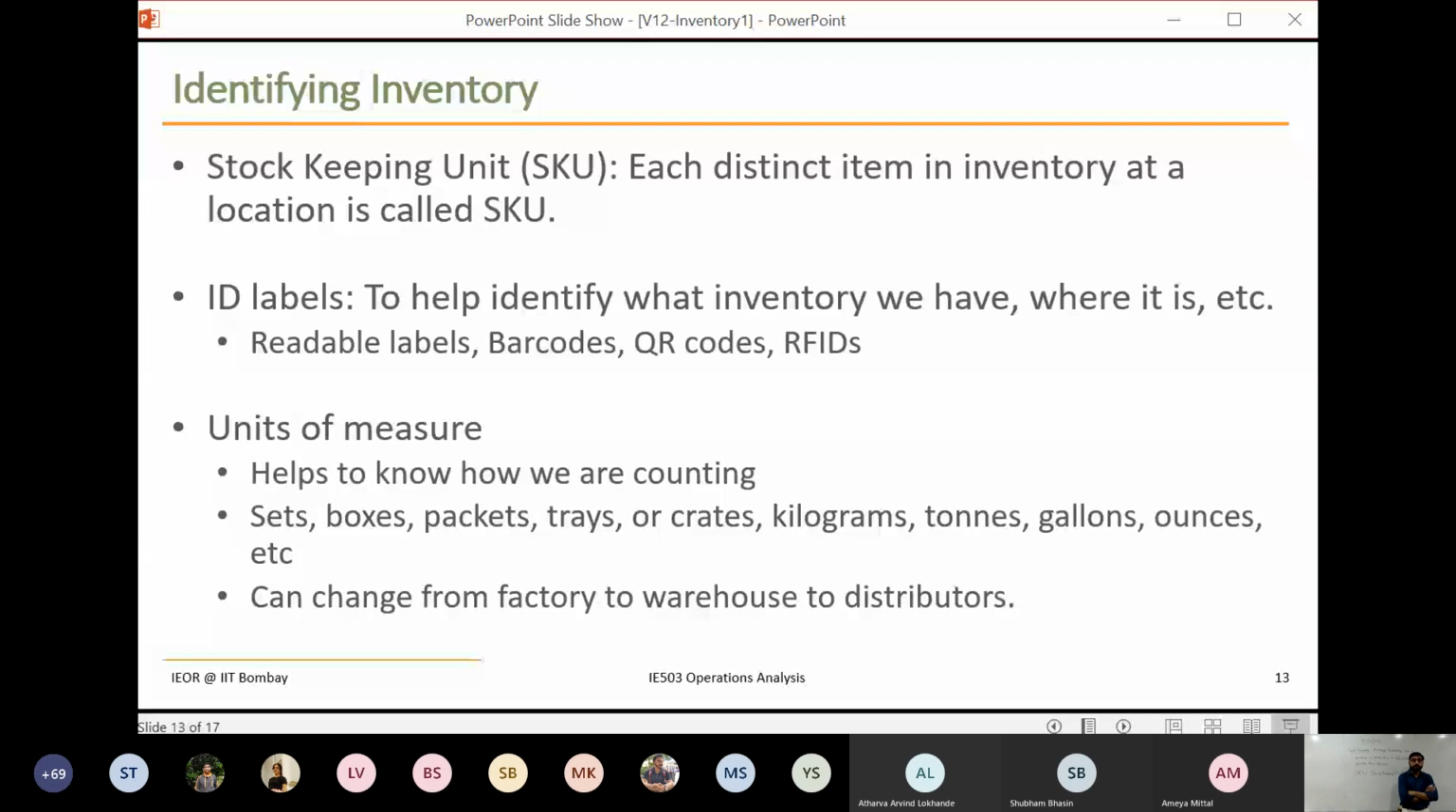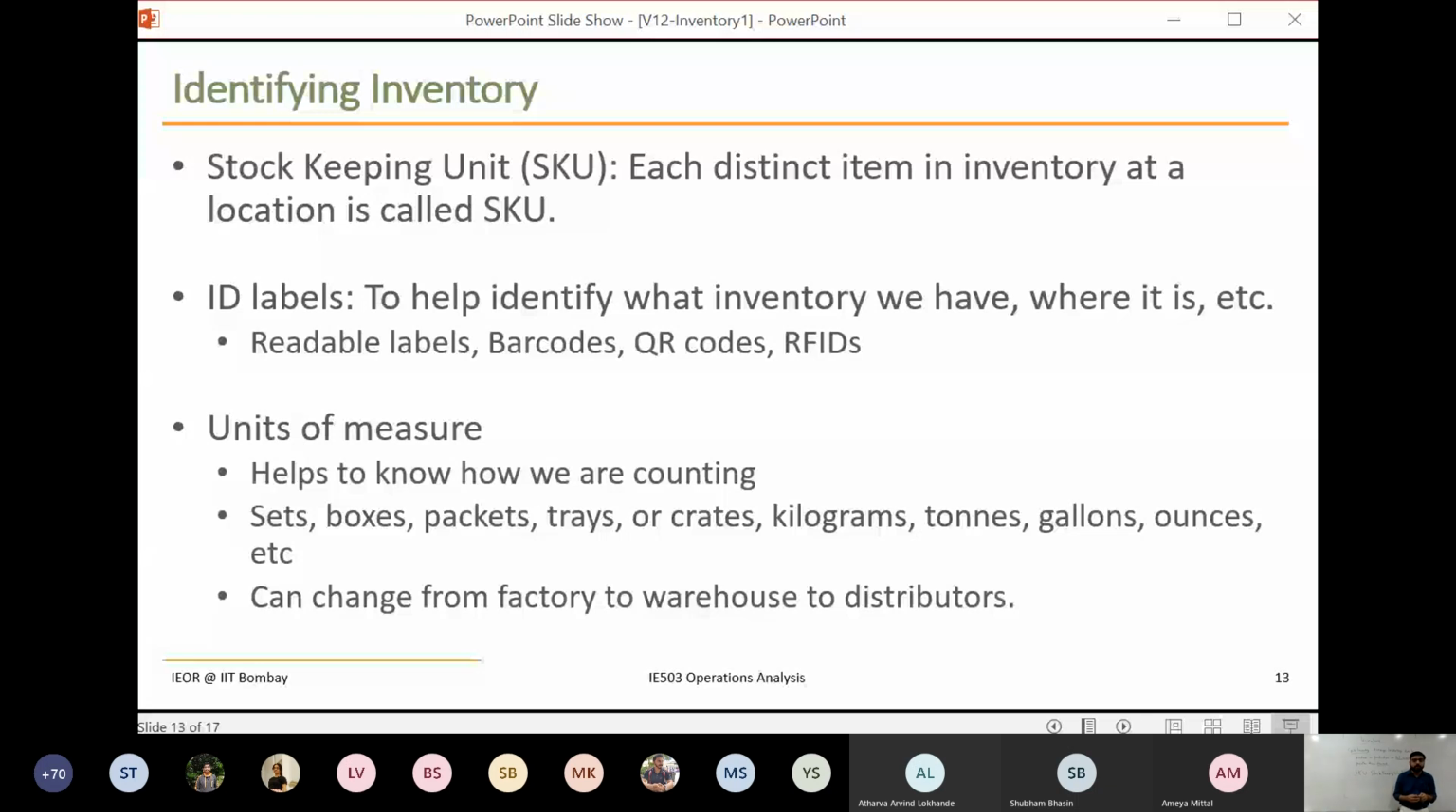So now before we go in for actual models and stuff, the first important one is to identify inventory. The three things we need to do to identify inventory. One is called SKUs. Any company you go to, you will come across this SKU, they keep calling it. Each distinct item in inventory at a location is called an SKU. At different points in the supply chain, you can have different SKU terms.